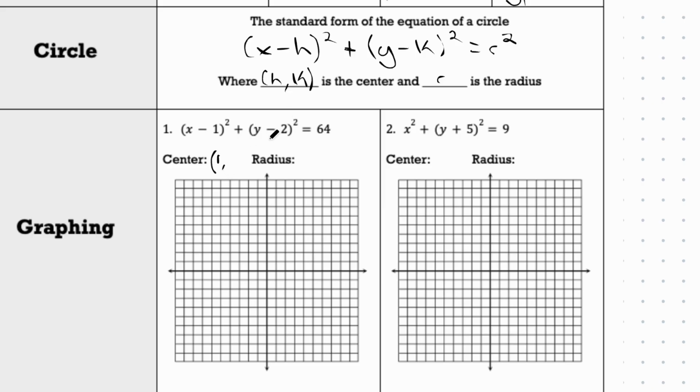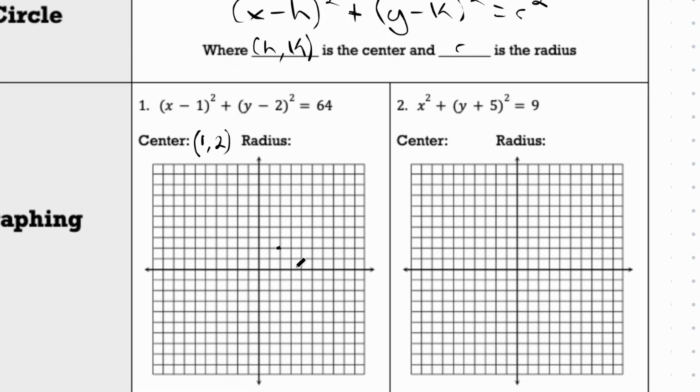And what's our k value? Y minus k, y minus 2. Our k value is 2. I'm just going to put that point right here. And here we're just going to assume every single unit is 1. Every single box is 1 long.